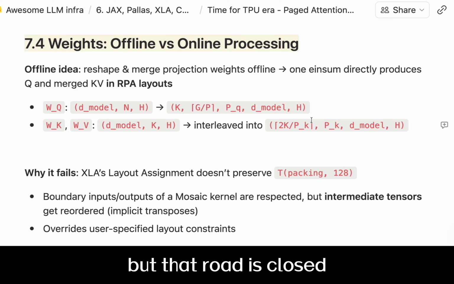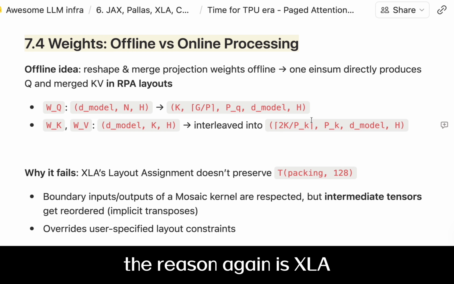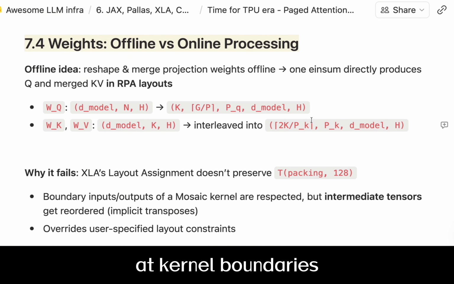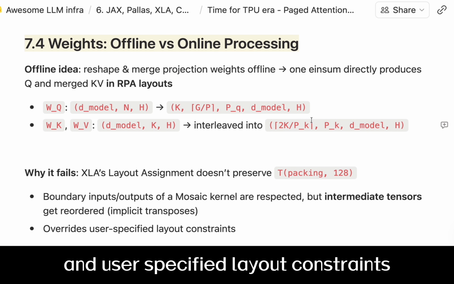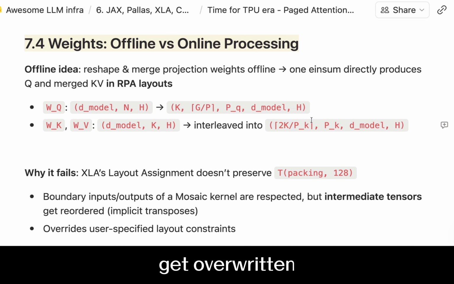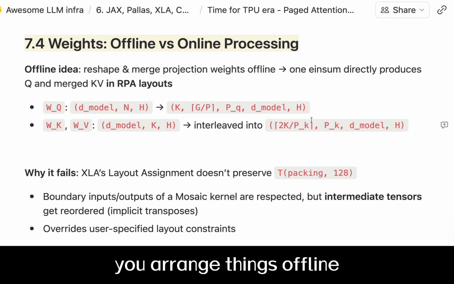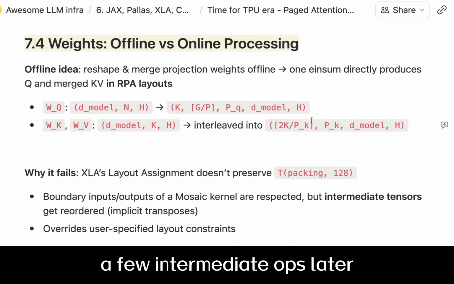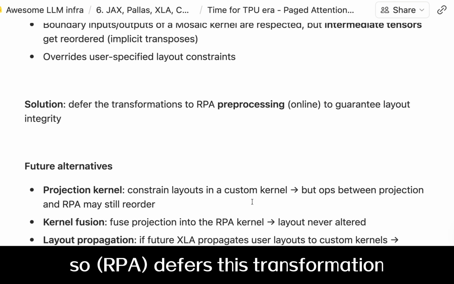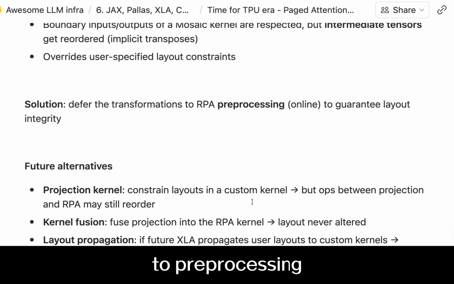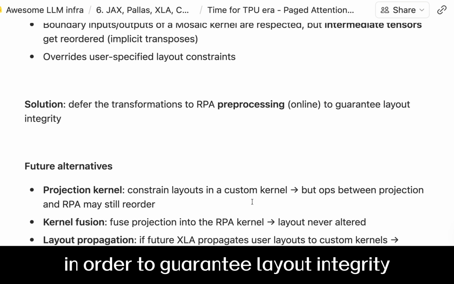But that road is closed. The reason, again, is XLA. Layout assignment only respects the layout at the kernel boundary, which are inputs and outputs. Intermediate tensors get reordered however XLA pleases, and user-specified layout constraints get overridden. However carefully you arrange things offline, a few intermediate ops later, your layout could be quietly replaced. So XLA defers this transformation to preprocessing in order to guarantee layout integrity.